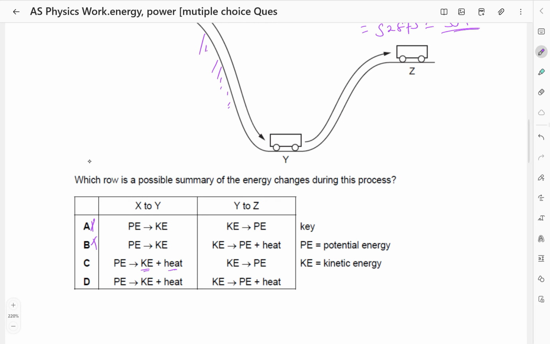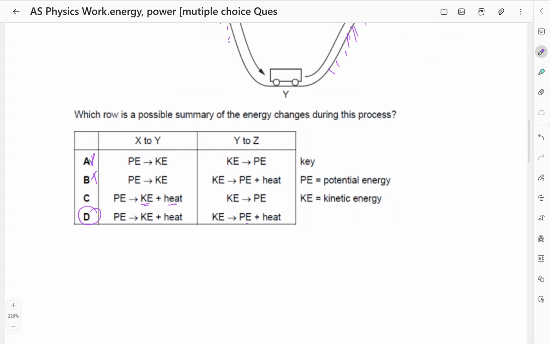Let's look at Y to Z. The kinetic energy which it has, which remains now, must become potential energy, but still there's work done against friction. Then we also expect heat along the surface. So the answer is going to be D. Potential to kinetic and heat, then kinetic to potential and heat. So that is giving us D.